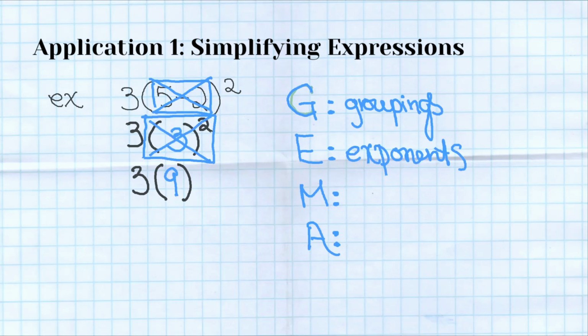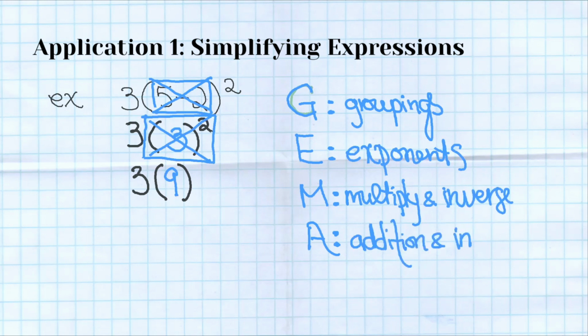But let me just finish up my order of operations for those of you who were like, hey, what the heck? She never finished. M is multiplication and its inverse, which is division. And A stands for addition and its inverse, subtraction. But yeah, multiplication is all that's left to do in this expression.